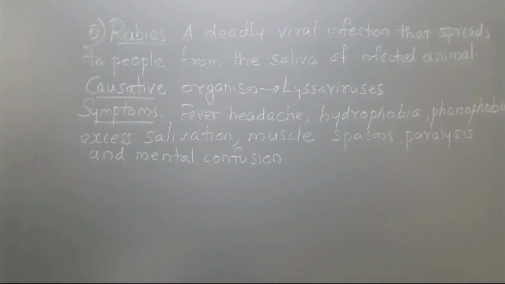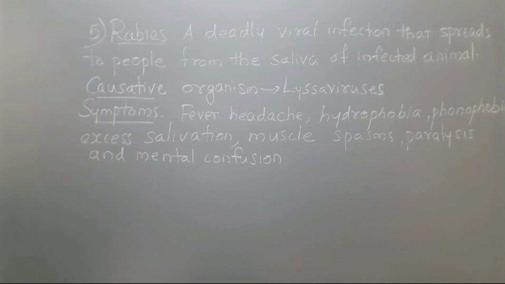Fifth one is rabies. What is rabies? A deadly viral infection that spreads to people from the saliva of an infected animal. Rabies is a deadly viral infection that spreads to people from the saliva of an infected animal. Now, what is the causative organism of rabies? Lyssavirus is the causative organism of rabies.